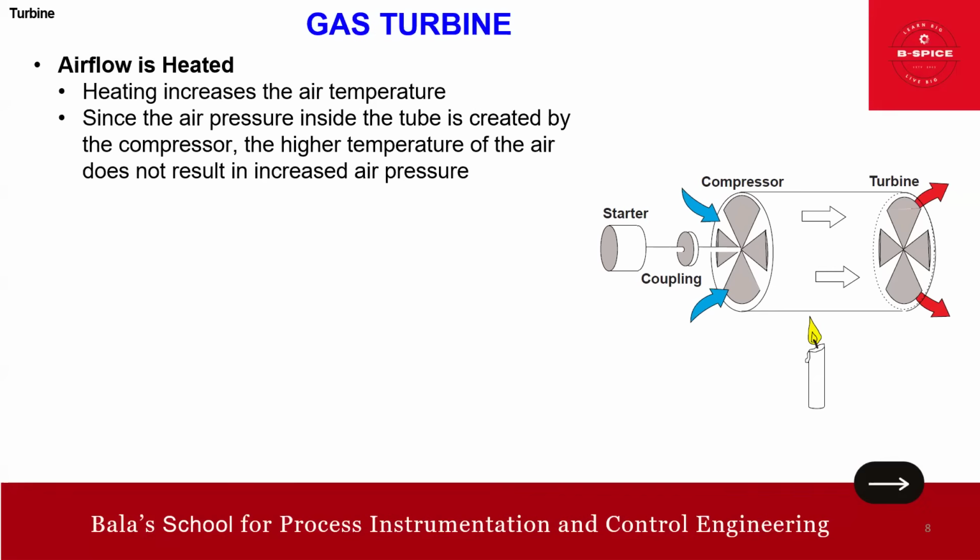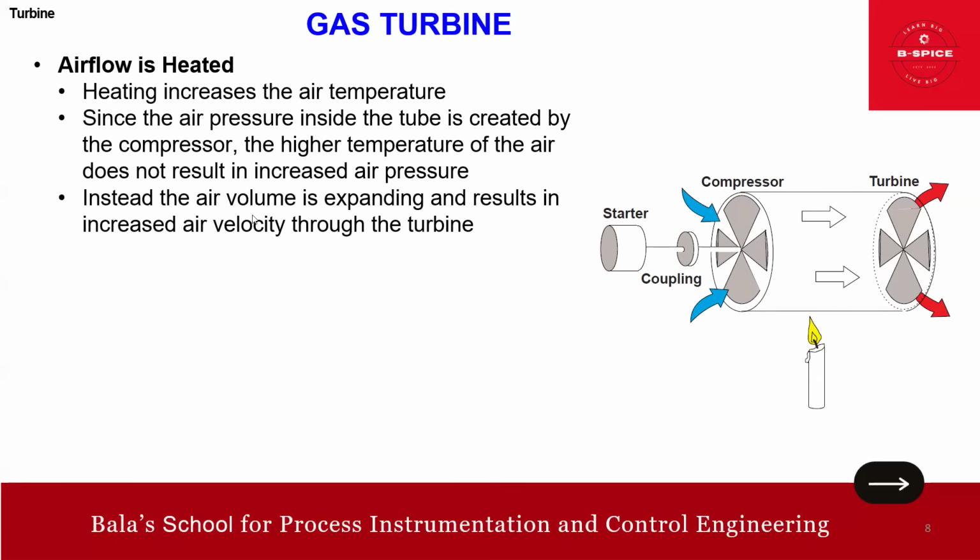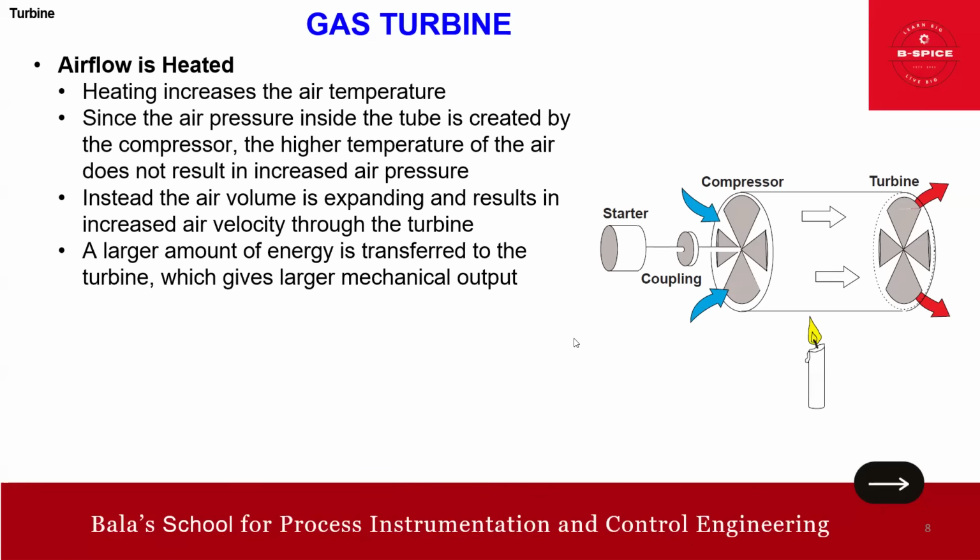I again repeat, friends, just watch. Since the air pressure inside the tube is created by the compressor, higher temperature of the air does not result in increased pressure. Then what would happen? Instead, the air volume is expanding, which results in increased air velocity through the turbine. You got it? So a large amount of energy is transferred to the turbine, giving a larger mechanical output.